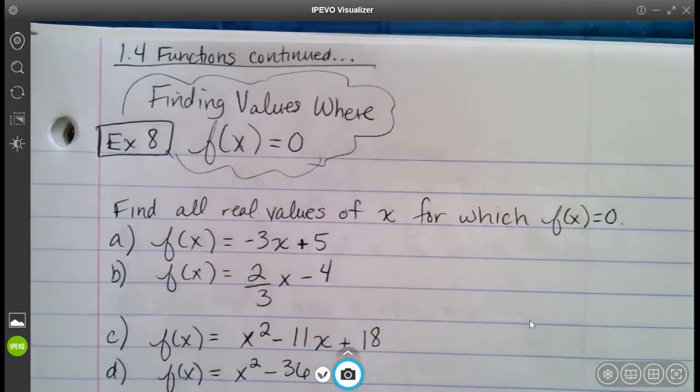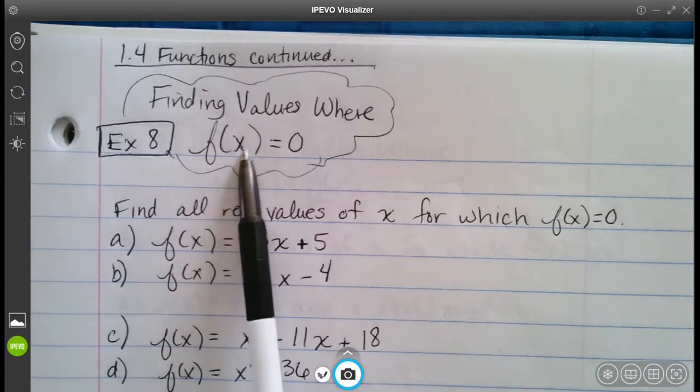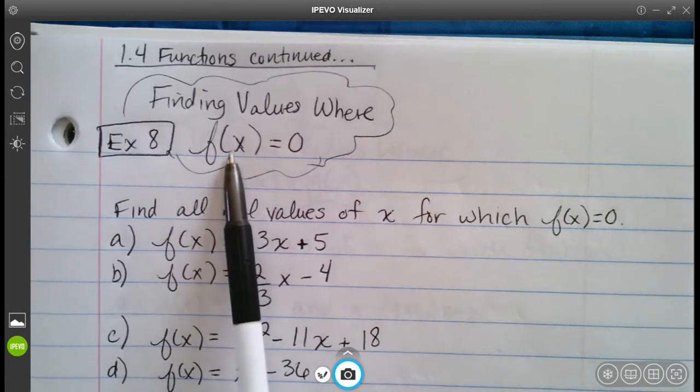Okay, we're going to go ahead and continue where we left off in the previous video, 1.4 functions, on example number 8. So here I'm going to show you how to find values where f of x is equal to 0. In the previous examples, we were doing function notation or evaluation, where you plug in a value into the x and you try to figure out what y is equal to at that given x. So now we're going backwards.